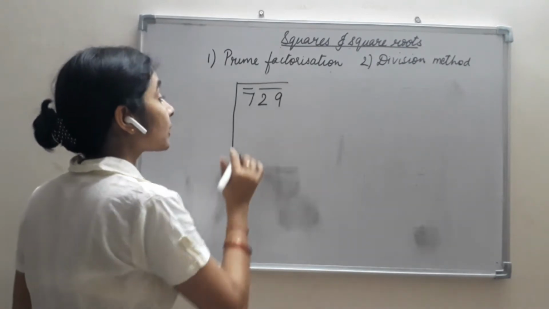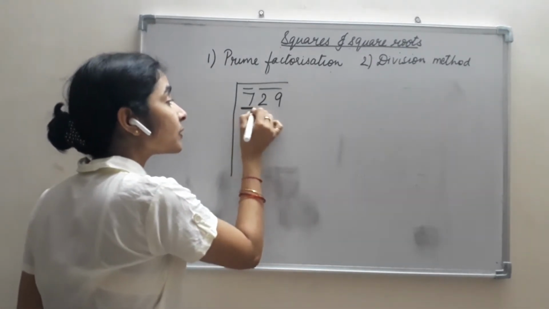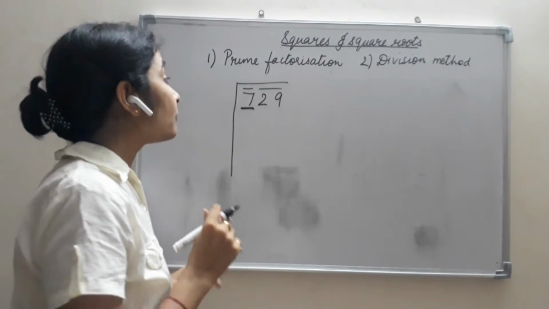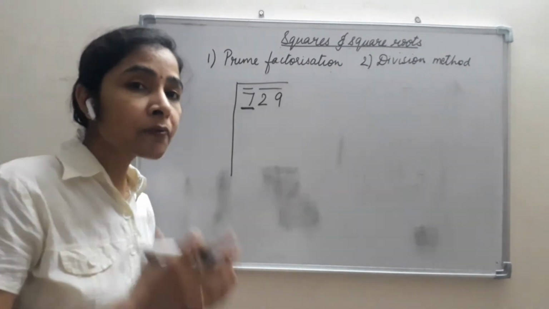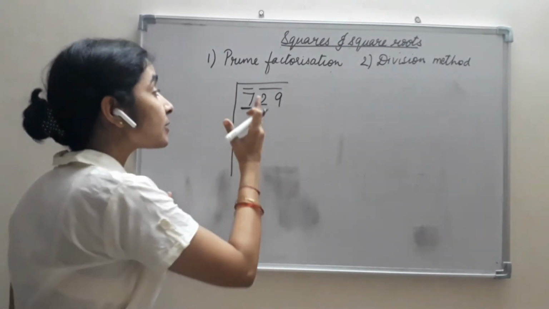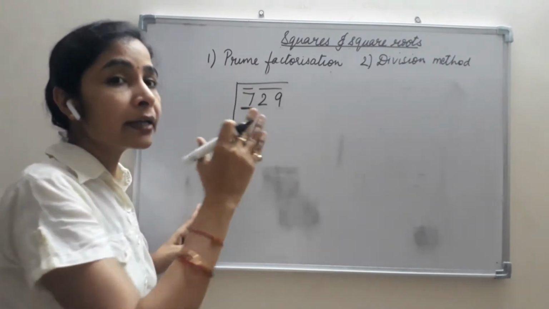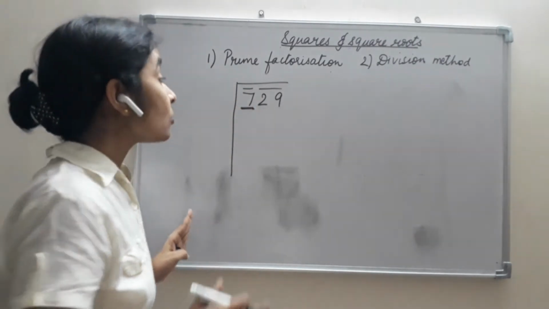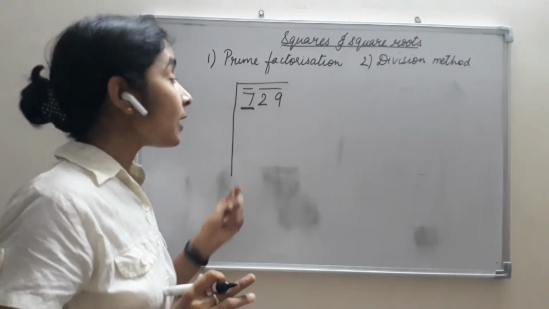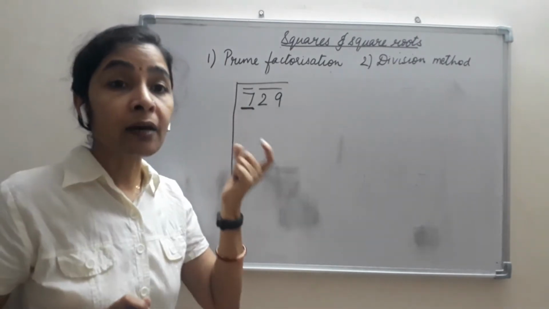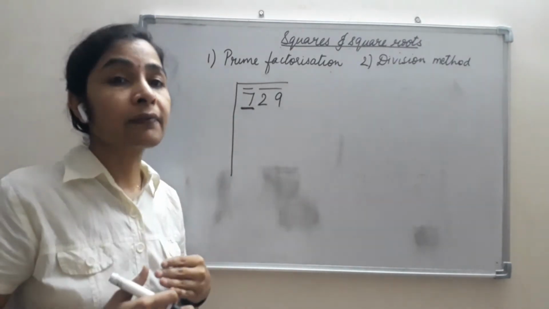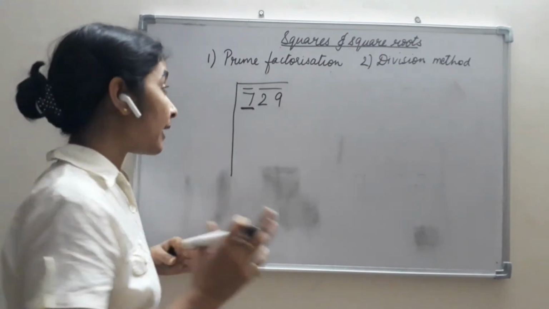Now, how do we choose that? We take this number which is under the bar, okay? And we are supposed to find a perfect square number which is less than this number under the first bar, okay? So, how will we find that? Now, which is the perfect square number less than 7? Just less than 7, that is 4.